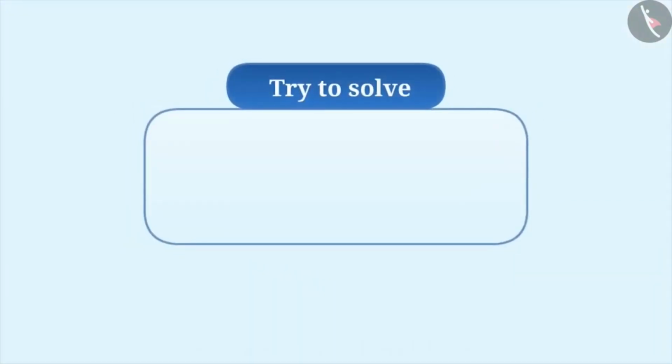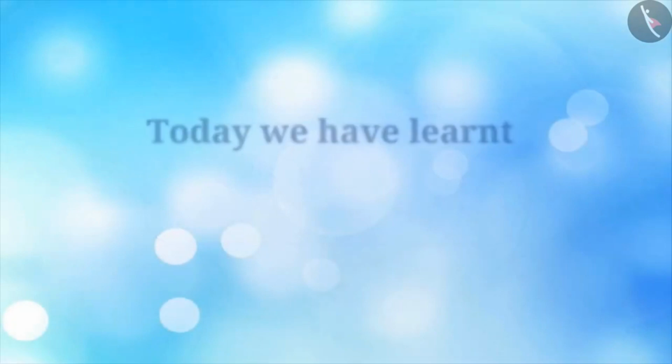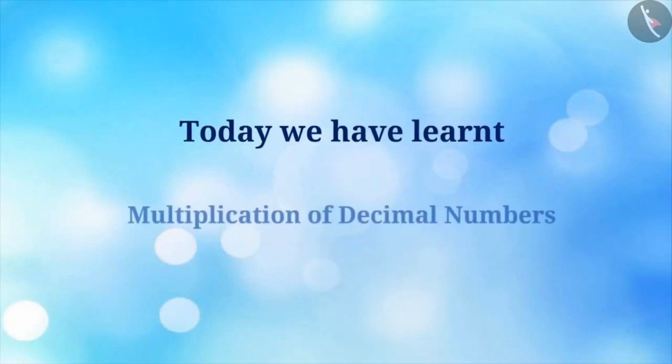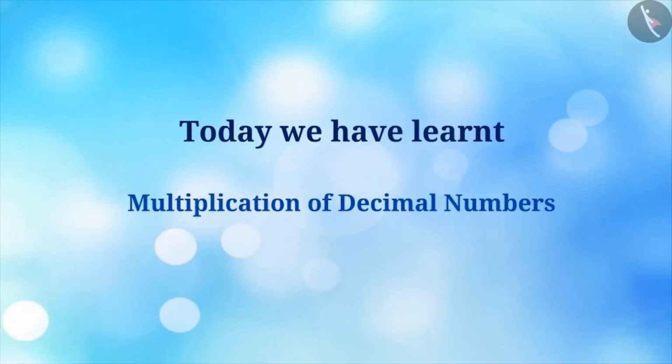Try to solve 0.25 multiplied by 0.3 is equal to. Today we have learnt multiplication of decimal numbers. In the next video, we will see examples related to the same.